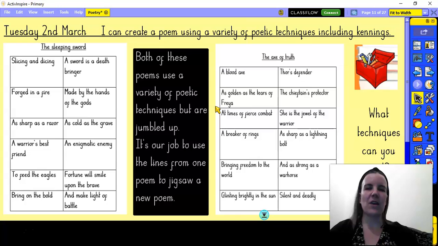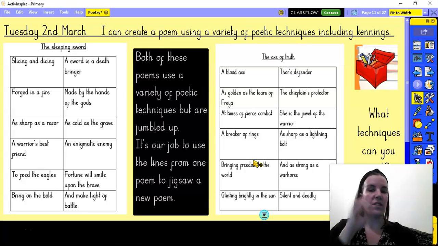Before we have a go at creating our own poems, it's really important that we look at some of these lines that have been written and see if we can spot any of the tools we've already talked about, because they're going to be really important when we come to make our choice as to the order our poem's going to go in. What I'd like you to do in a moment is pause this video and read the different lines that we could potentially be using in our poems today. See if you can spot any similes, any metaphors, any examples of alliteration, any kennings, any things like that.